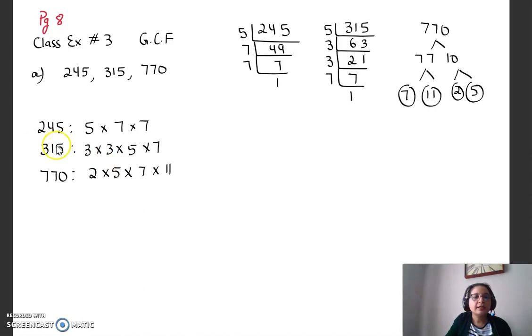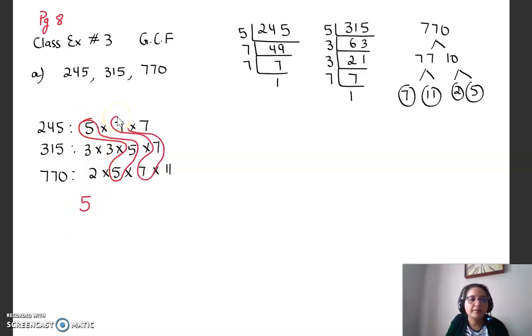Okay, so let's see if something is common in all three. I see a 5 here, here, and here. They kind of spread out, but I'm just going to say, okay, right here, this 5 is common in all of them. And then I also see there's a 7 that is common in all of them. You don't need to write it like that, or make circles like that, but I just like doing it. It's just a habit. So that means 35 is my GCF.